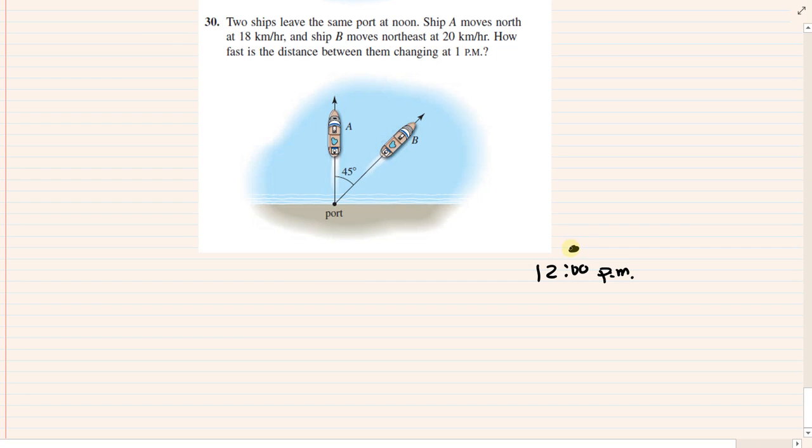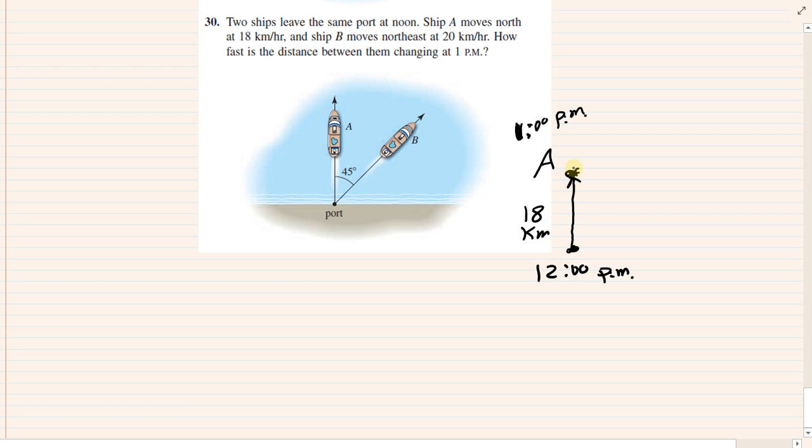So let's see. At 1 p.m., ship A moves north. So it's over here now. This is at 1 p.m. How far has it gone? How far has it traveled at 1 p.m.? Well, it's been 1 hour into its journey, and it's going at 18 kilometers an hour. So it has moved 18 kilometers away from the port. That's where ship A is.